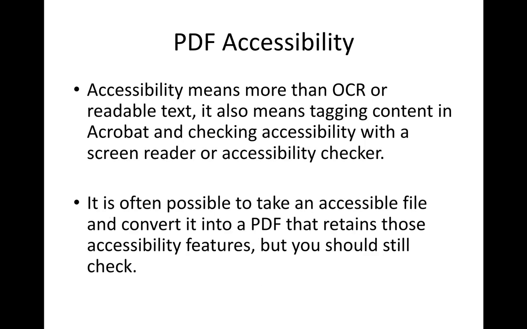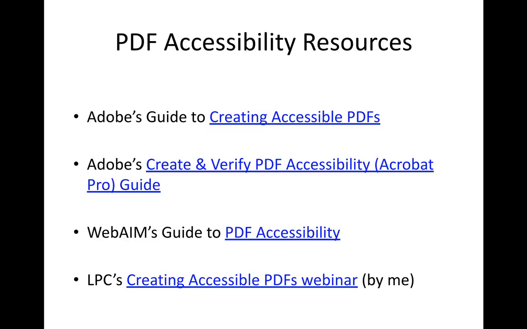Okay, so now I've mentioned PDFs. Let's talk about PDF accessibility for just a moment. So with PDFs, accessibility means more than just OCR or making the text readable. It also means tagging the content in Acrobat and checking the accessibility with a screen reader, or at a minimum with Adobe's accessibility checker. It is often possible to take an accessible file and convert it into a PDF file that retains those accessibility features, but even so, you still kind of need to check. So that's kind of my warning about PDF accessibility.